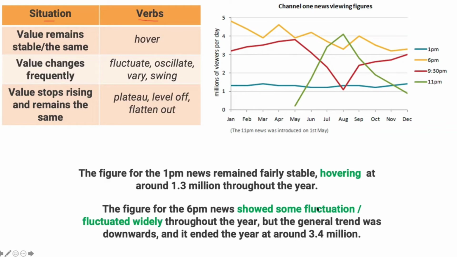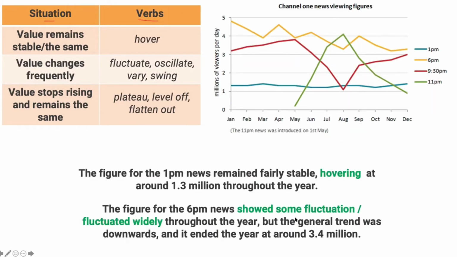News showed some fluctuation, or you could also say fluctuated widely. And again, we've got our adverb here to describe fluctuated throughout the year, but the general trend was downwards, and it ended the year at around 3.4 million right here.